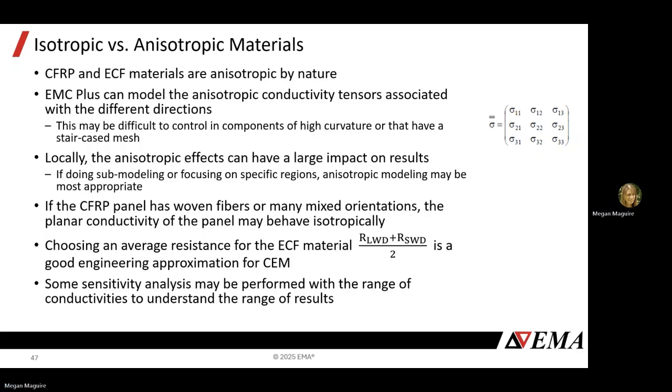However, for a lot of CFRP panels, if they have woven fibers or mixed orientations, the panel can behave isotropically. So typically for CFRP, you may be able to go with an isotropic material. For ECF, what's commonly done is you take your resistance for your long and short directions, average them, and use that as a good engineering approximation for an isotropic input.